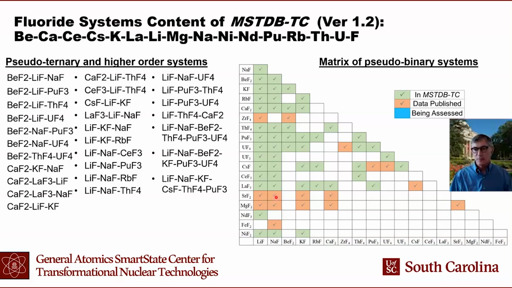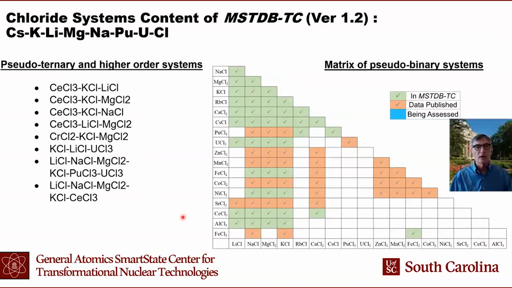And blue is being assessed. We don't have any actually blue right at the moment. But we are continuing to assess systems. And then there are the pseudo-ternary and higher order systems listed here. Similarly for the chlorides, higher order systems, and our matrix of the pseudo-binary systems. So this information, of course, is all provided in the data on the code.ORNL GitHub.